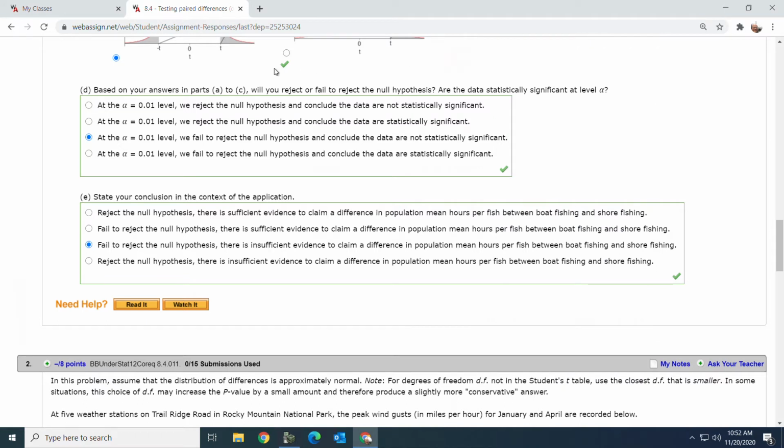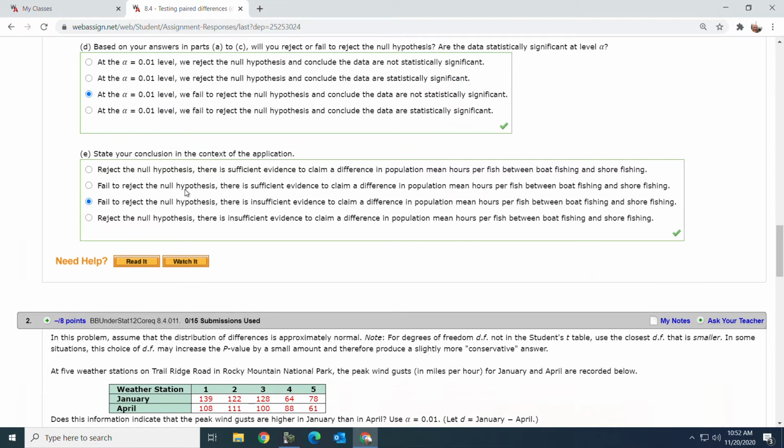Based on your answers in parts A to C, will you reject or fail to reject the null hypothesis? P was greater than alpha, so we fail to reject the null hypothesis and conclude the data are not statistically significant.